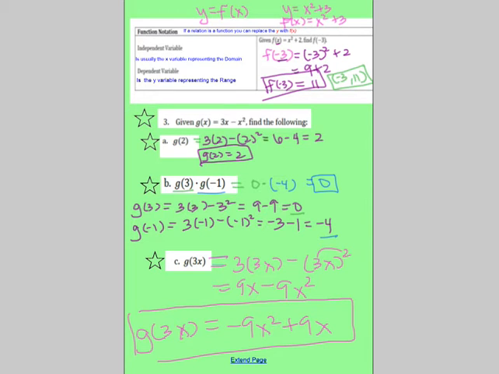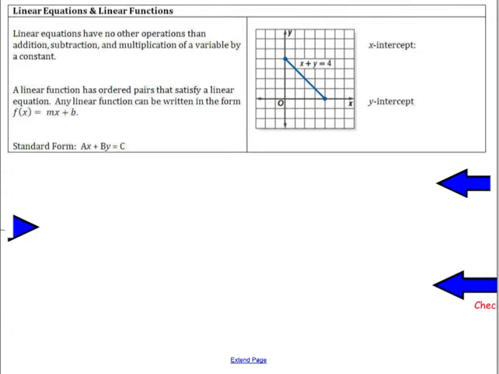Now would be a good time, if you have any questions, to write them down, pause the video, take a little break, and then when you get back, we're going to talk about linear equations. Okay, hopefully you took that chance and took a little bit of a break.